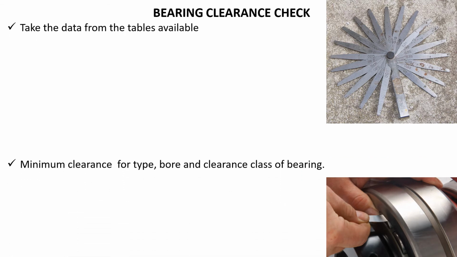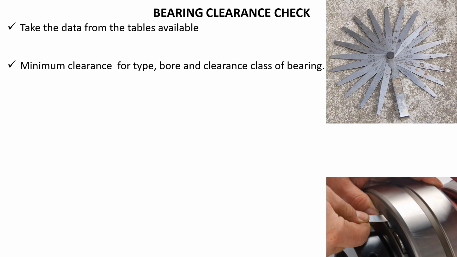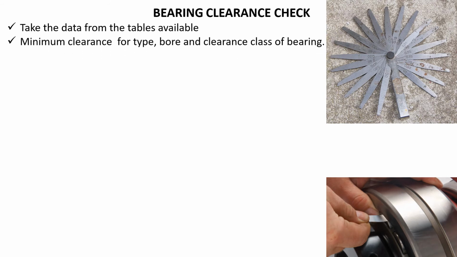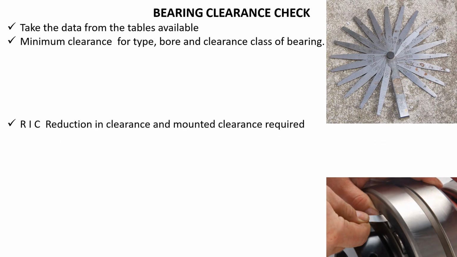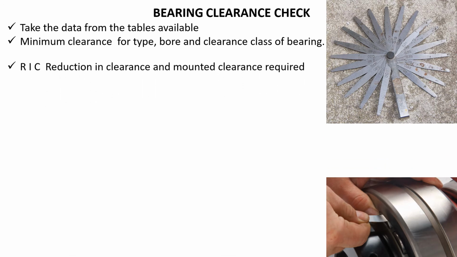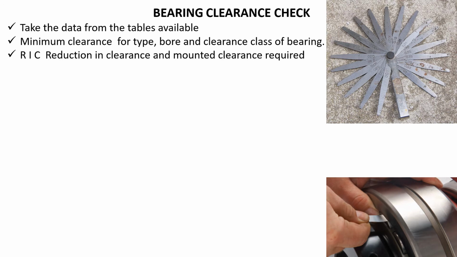Now, to check the bearing clearance, we take an example of a double row spherical roller bearing. Before you start, take the data from the tables available in the bearing manuals or from the internet. Note the minimum clearance value for the type, bore size, and the clearance class of the bearing. Also note RIC, or reduction in clearance, and mounted clearance readings.